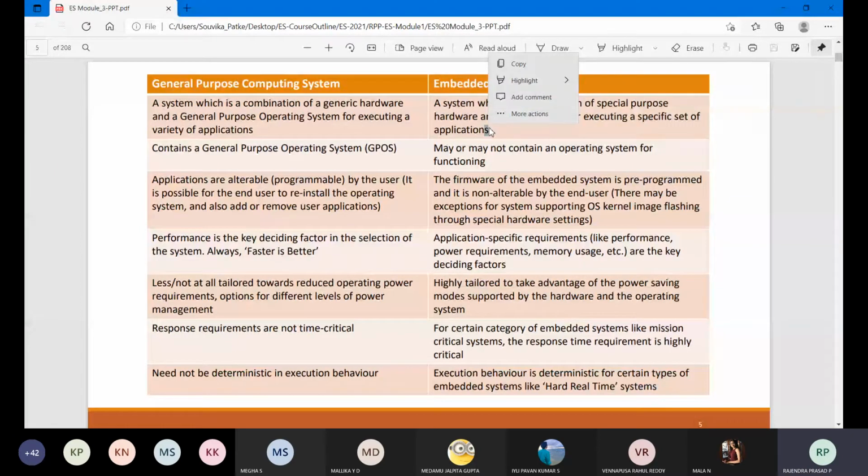So for running your program and everything, you require an FPGA kit or a processor kit. But for running a device, you have a mobile phone, you have a laptop, and all this we call a separate embedded device. It contains a general purpose operating system, or may or may not contain an operating system for functioning. Because in the remote you don't require any OS. In the projector you don't require any OS. In a television set you don't require any OS. In a washing machine you don't require any OS.